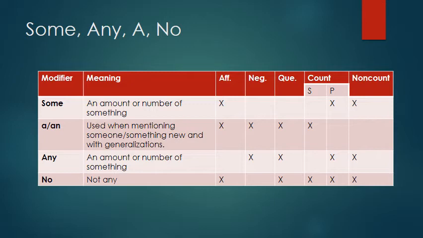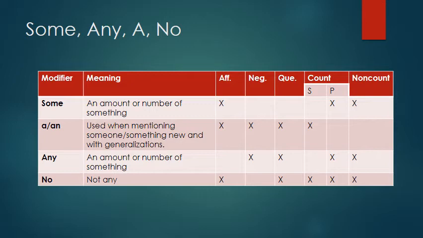Now, a and an are articles. They're called indefinite articles, and they're used when mentioning someone or something new, and also with generalizations, which we've talked about before. One of the things you can notice here about a and an is that they're used in affirmatives, negatives, and questions, but they're only used with singular count nouns, meaning that they're not used with plural count nouns or with non-count nouns at all.